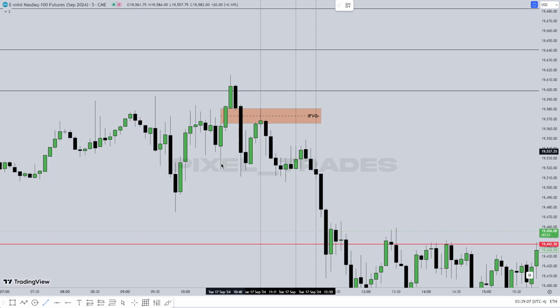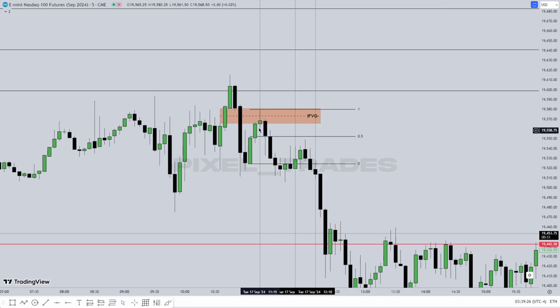We have these three down close candles as an order block also. Inversion failure gap, and these three down close candles as an order block, and you have these three up close candles as a propulsion block, and we are trying to trade inside this propulsion block inside the macro.